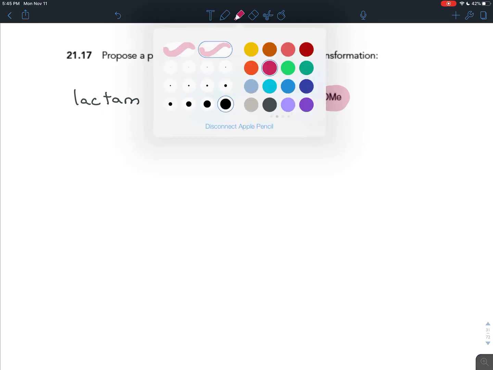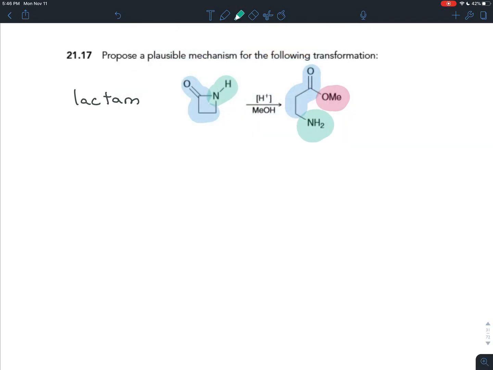Now the nitrogen is still there, but it's on the other end of the molecule. It's not attached to the carbonyl. So it acted as a sort of leaving group. It was replaced by a nucleophile, and that nucleophile was coming from methanol. Okay, so this is going to be a nucleophilic acyl substitution reaction. We're going to substitute the nitrogen with an oxygen, the amide with an ester, and we're going to do that by adding some methanol nucleophile.